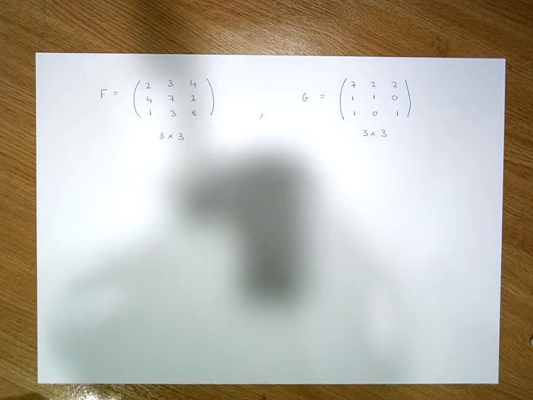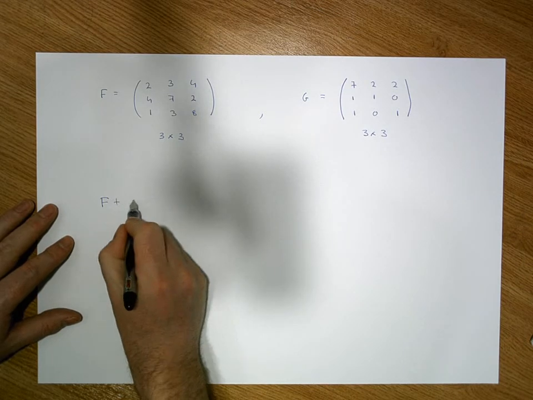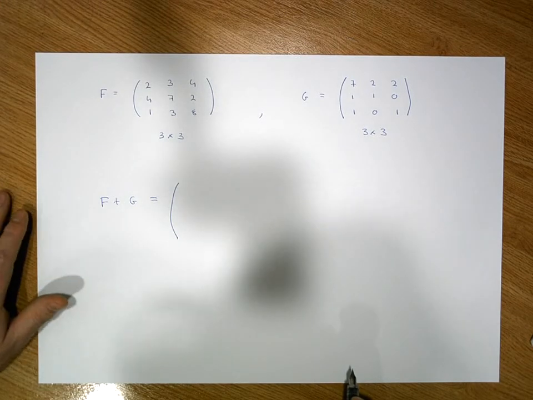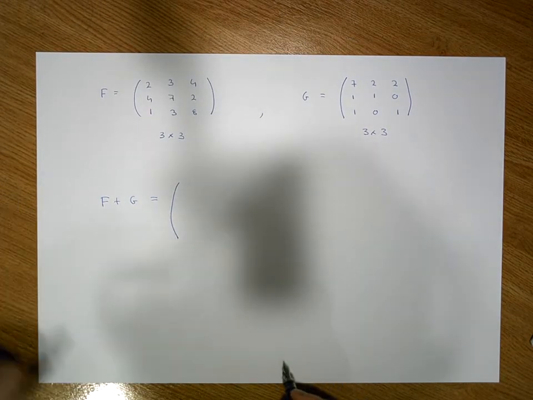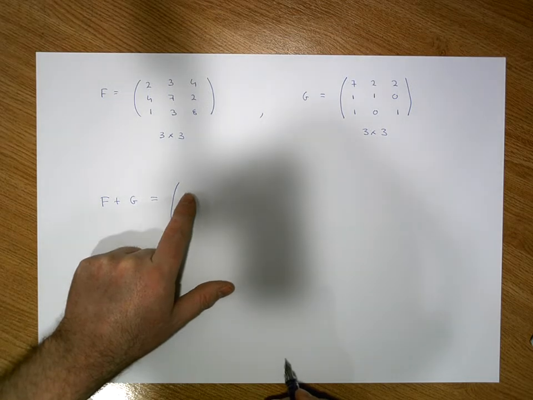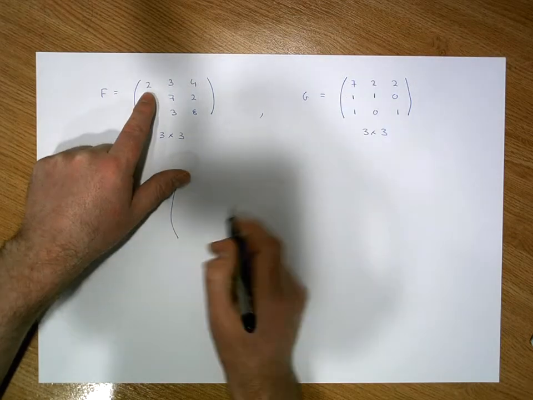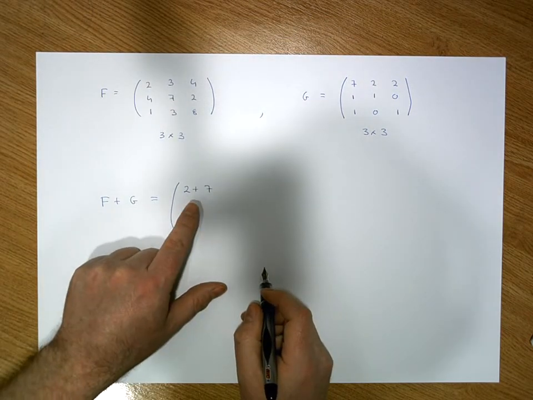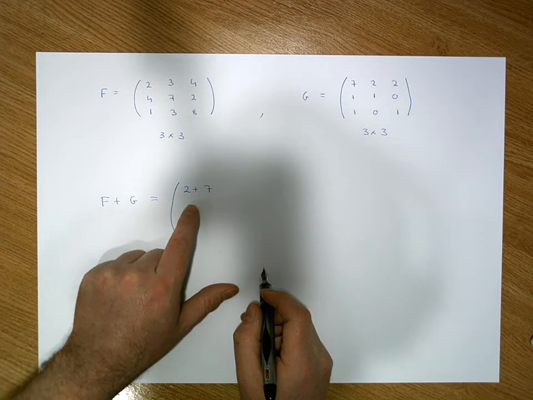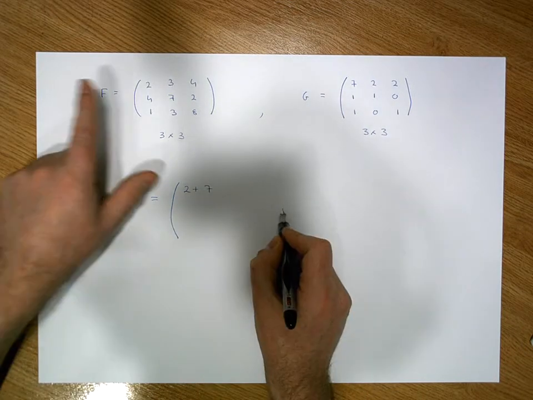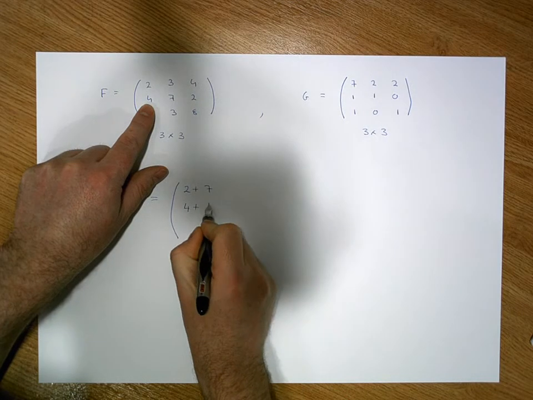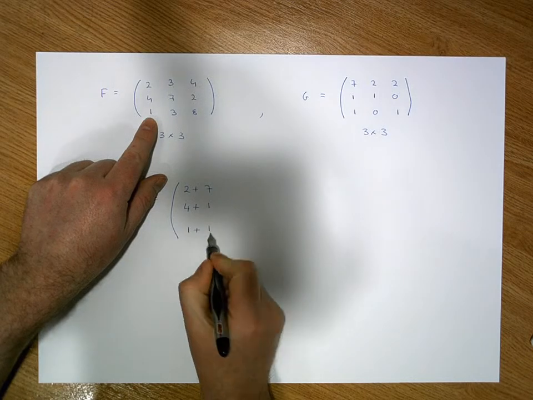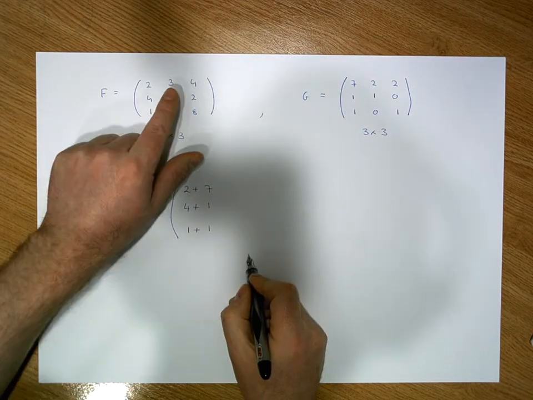So the result, F plus G, is going to be the sum of the individual entries. So the first entry on the first row, first column is going to be 2 plus 7. The first entry on the second row is going to be 4 plus 1. The third row's first entry is going to be 1 plus 1. On the next column, the second column, it's going to be the first column's first entry.